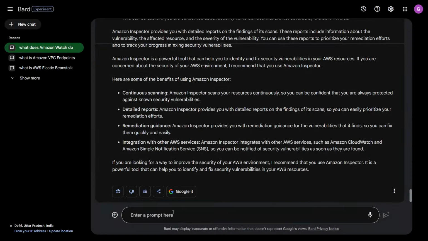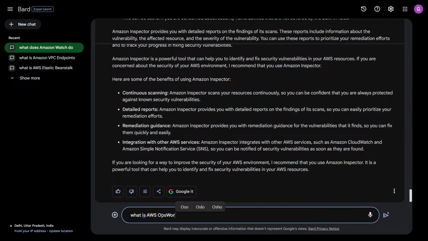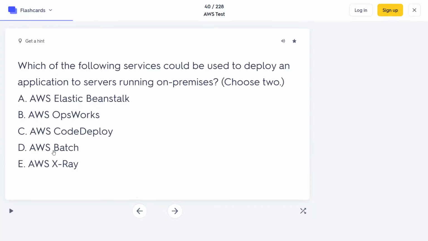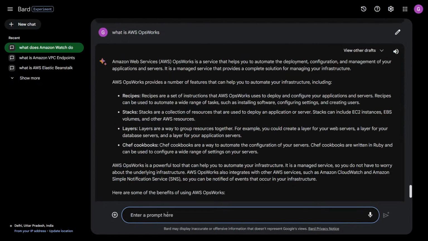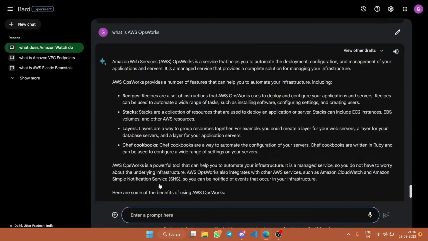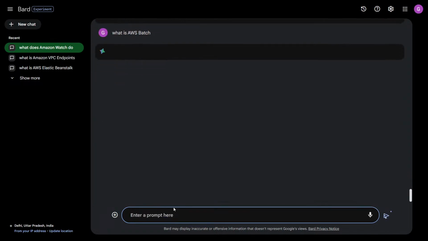But I forgot. Well, my memory is not very good, so I will search. What is AWS OpsWorks? AWS X-Ray, it is like tracking a request and seeing what happens when it goes through this resource. But I don't remember what AWS Batch is, so I will search that as well.